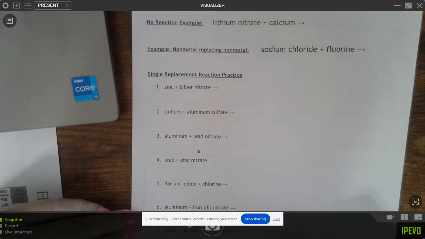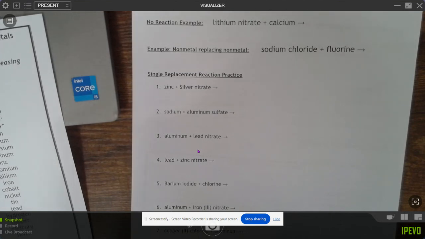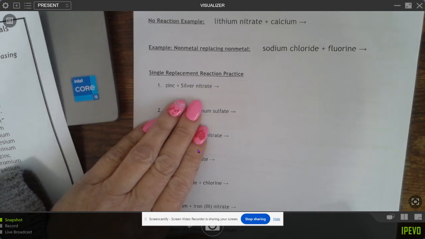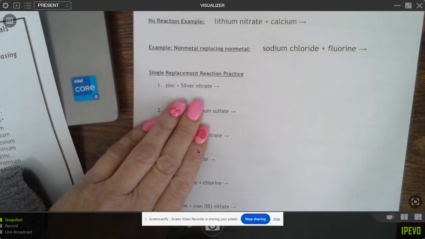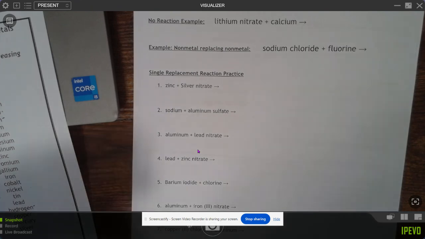All right, so I'm just going to work through these 10 equations kind of quickly for you in case you need a little bit more help in predicting the products. Okay, so remember we said in a single replacement reaction, we have to either compare the two metals or the two nonmetals. So what you've got to do is look at the element.